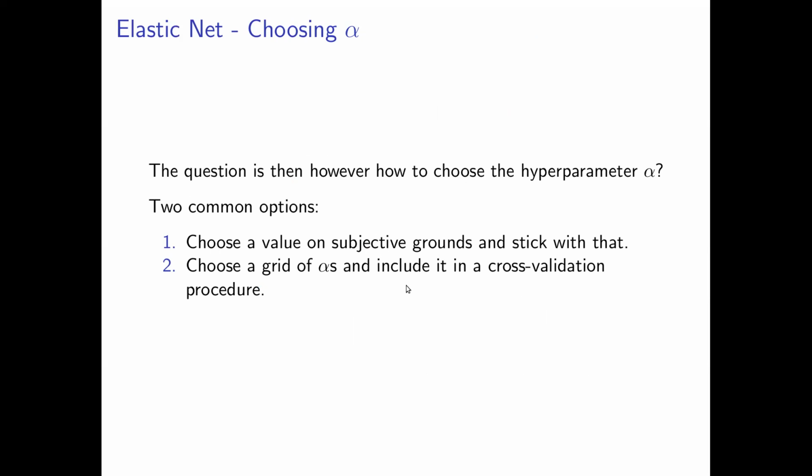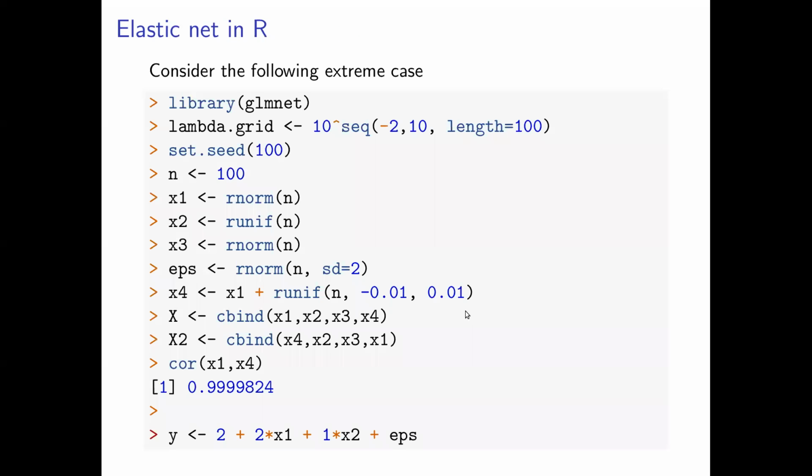And there are two options. Of course, you can subjectively choose your favorite alpha and just stick with that. Or we do the reasonable computational approach: if we have no idea what to do, let's just try out different ones, do a cross-validation, and choose which is the most reasonable one. So we will now look at a second example.